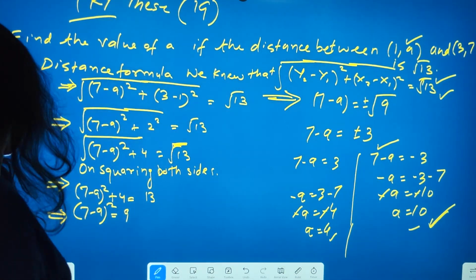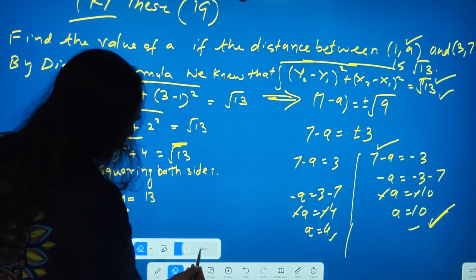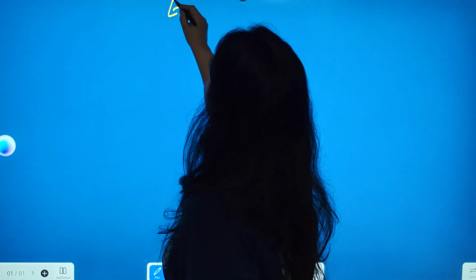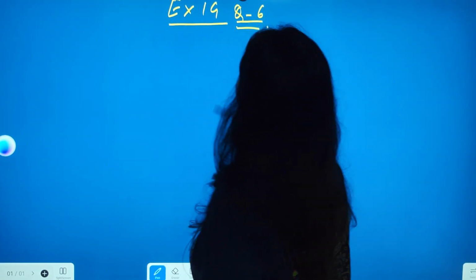First of all, you need to understand some questions which are of the same type. Do it yourself, okay? Now the next question is question number 6. Let's draw a diagram for it first. Exercise, question number 6, okay?